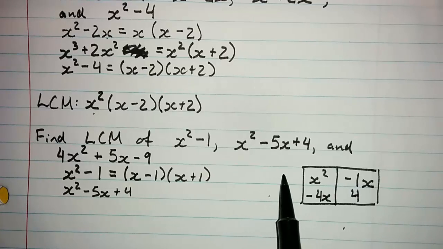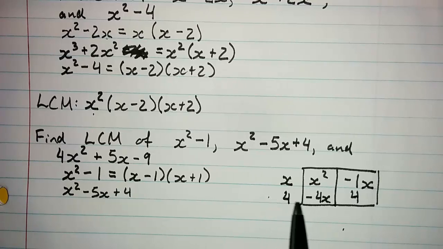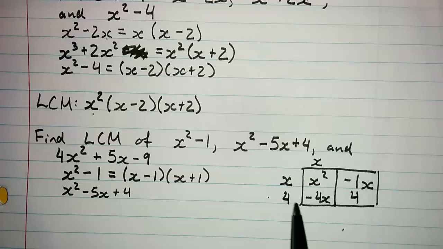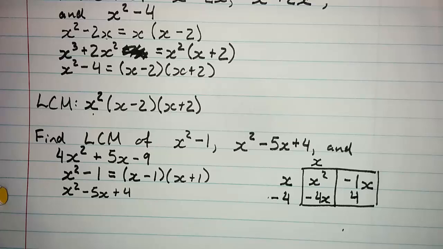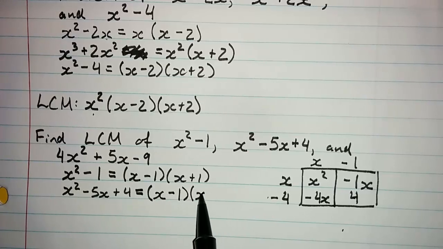Greatest common factor of the first row is x. Of the second row is 4. X times x is x squared. X times 4 is not negative 4x. This is going to need to be a negative 4. X times what is negative 1x? X times negative 1. Negative 1 times negative 4 is positive 4? Yes. So my factors are x minus 1 times x minus 4.